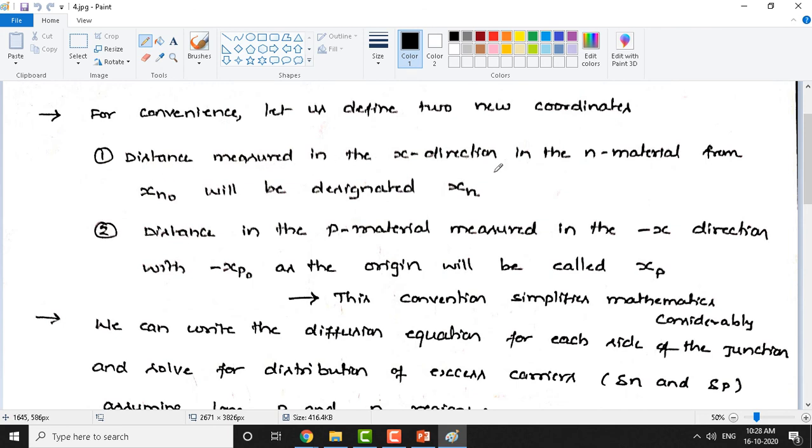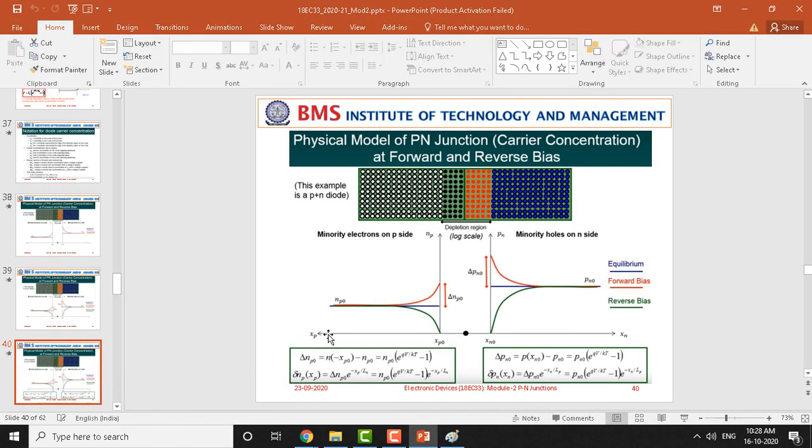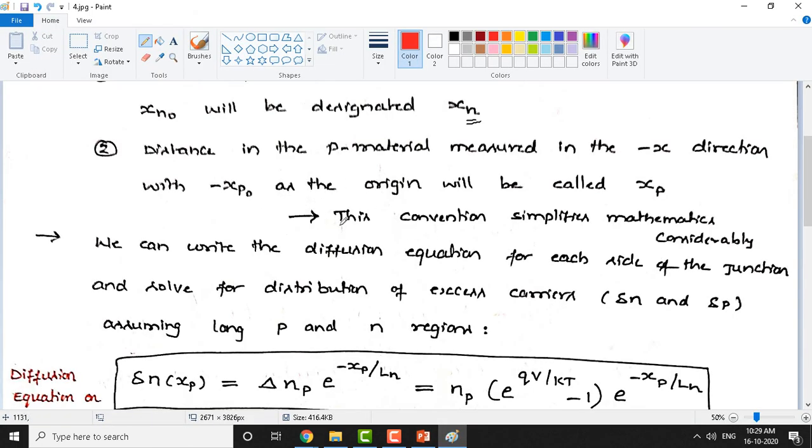Distance measured in the x direction in the n material from xn naught will be designated as xn. This is the distance measured in the n material from xn naught. And correspondingly we have an xp also. We have shown that in the graphs. This distance is xp, this is xn here. So the same thing we are illustrating here. This convention is important to simplify the mathematical equations in this course.